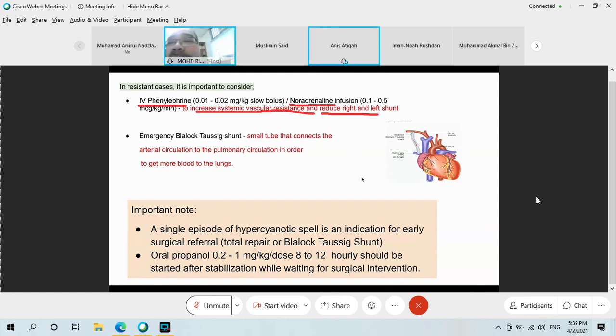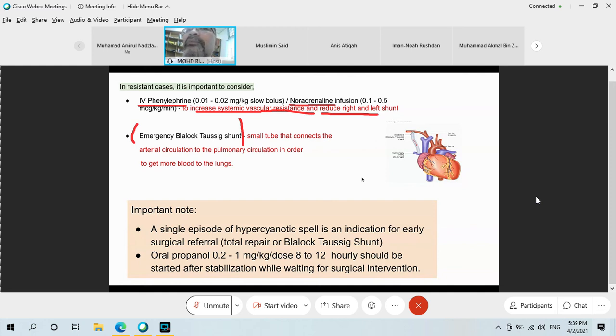Okay, so if you understand the mechanism, you will be able to explain why we give it. Don't worry about the dosage. The principle is important to understand. No need to memorize the dosage yet. Okay, so the other option, if recurrent or difficult to control, is emergency BT shunt, Blalock-Taussig shunt.